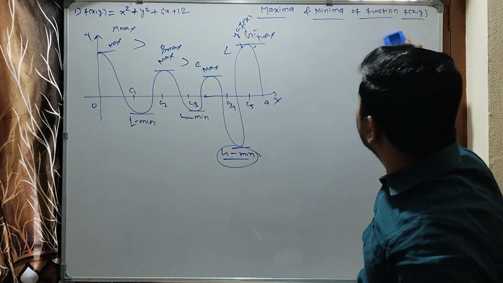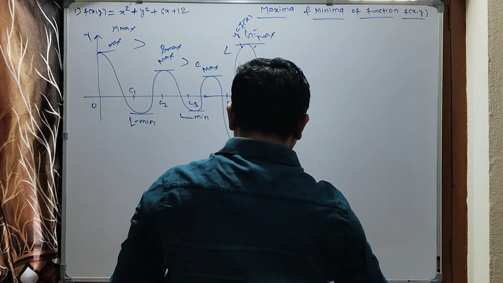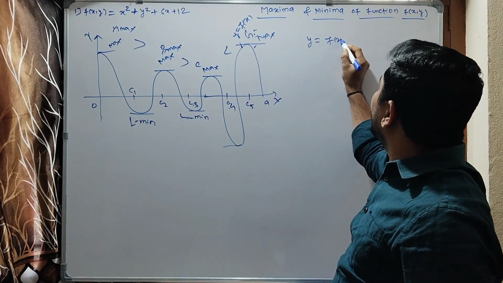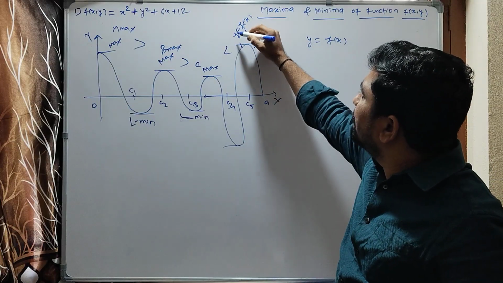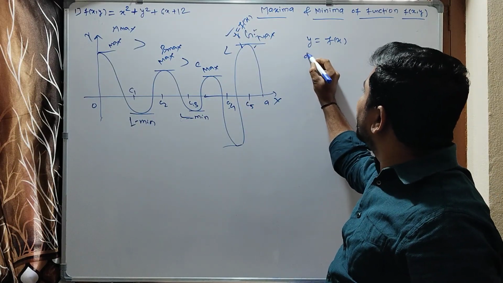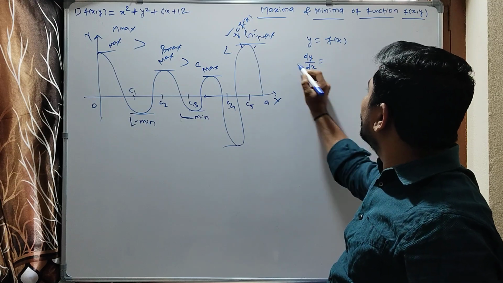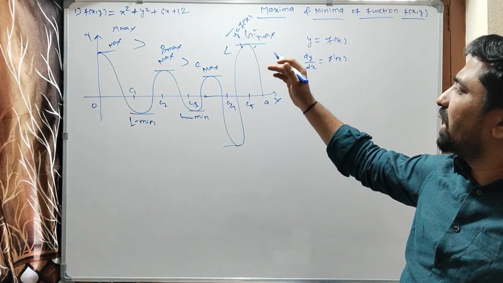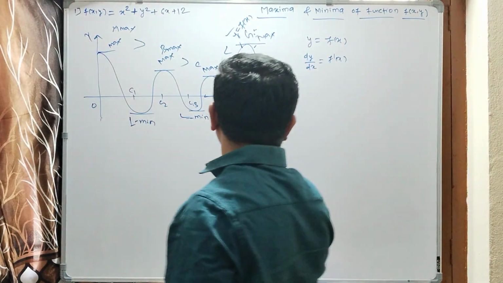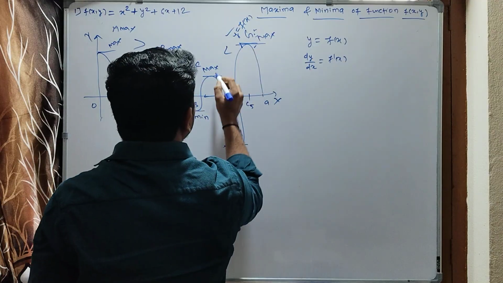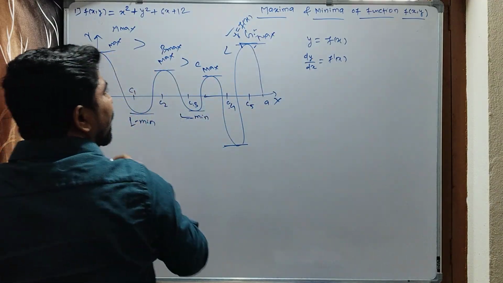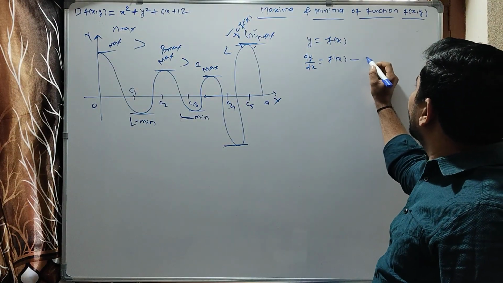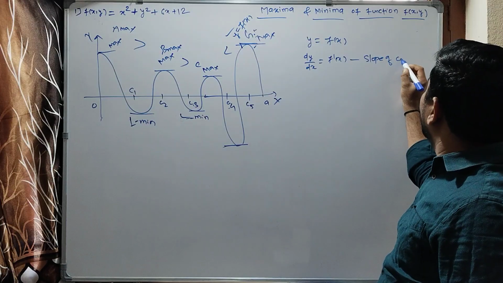Now I want to discuss this. Let's say y equal to f of x. This is my curve, and the rate of change, dy by dx, I will define as f dash of x. This represents the slope of the curve at a particular point. So this is one slope, this is one slope, and this is one slope. So f dash of x is the tangent to the curve, you can say the slope of the curve.